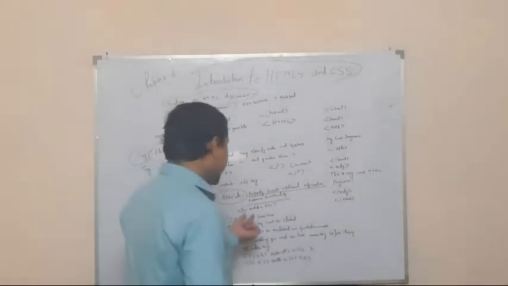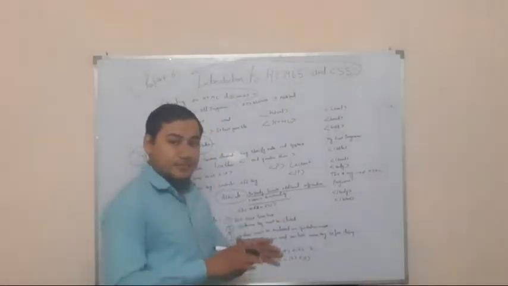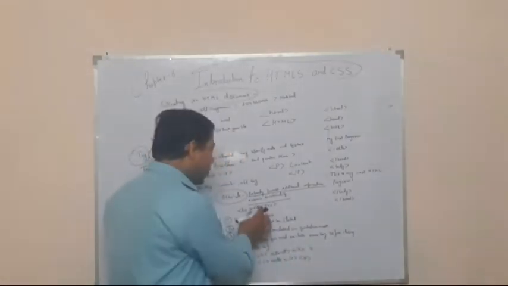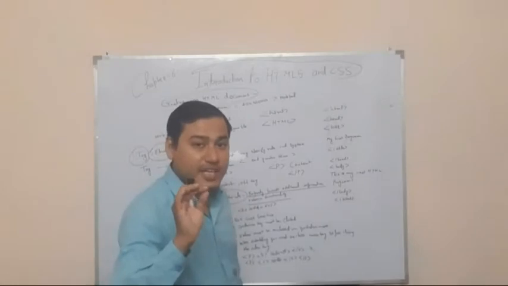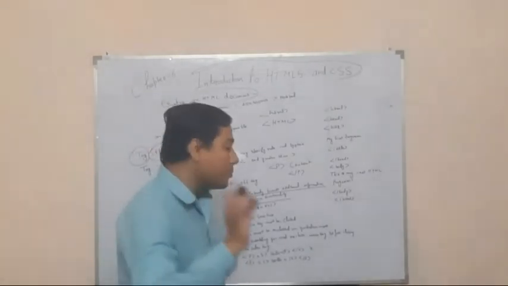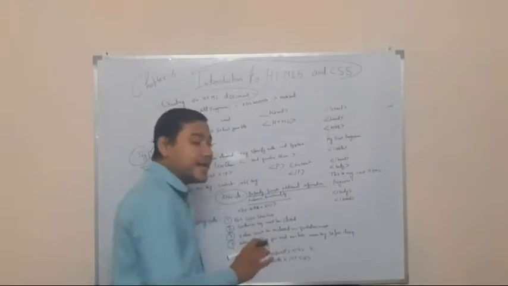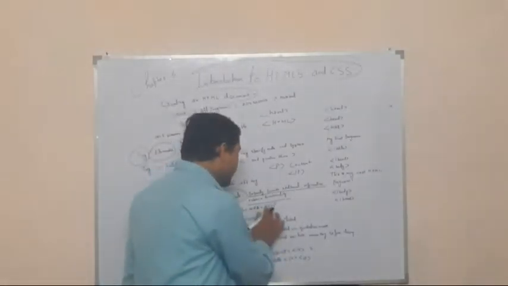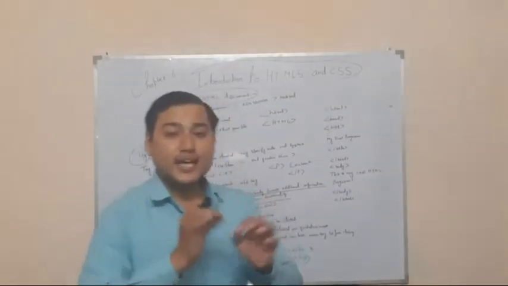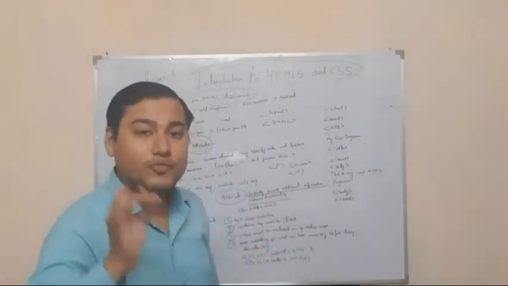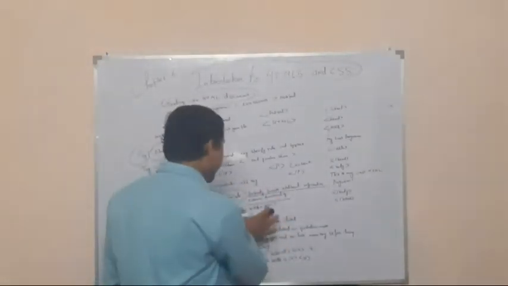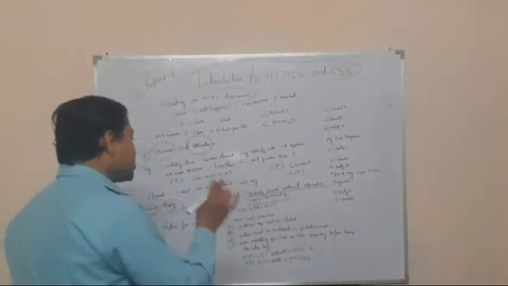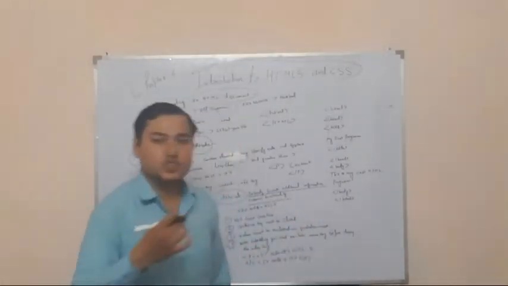Suppose this is the horizontal ruler. It is a very simple line created with the help of the horizontal ruler tag. Now I want to increase the width of the horizontal ruler, so I have to give additional information. For that I write width equals 50%. So the width of the horizontal ruler will be 50%. This way you can give additional information. This is called an attribute.